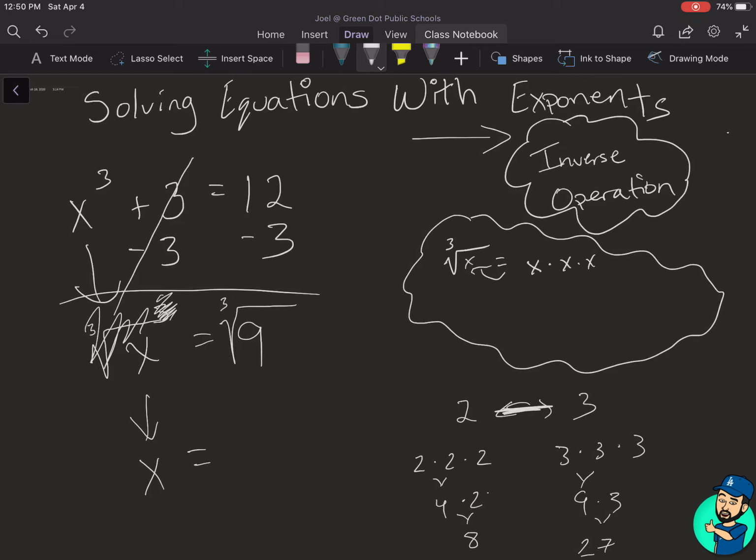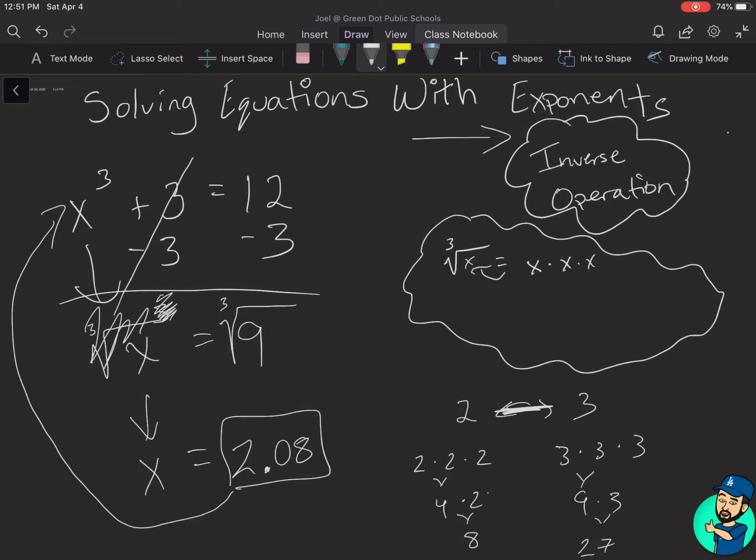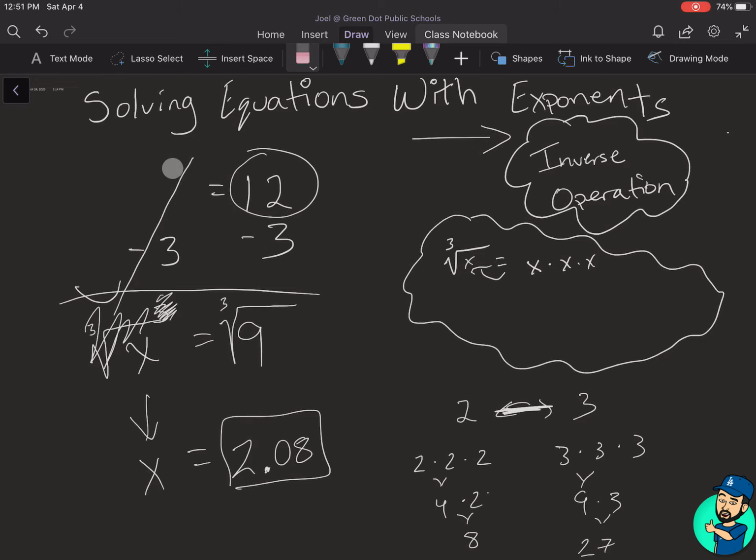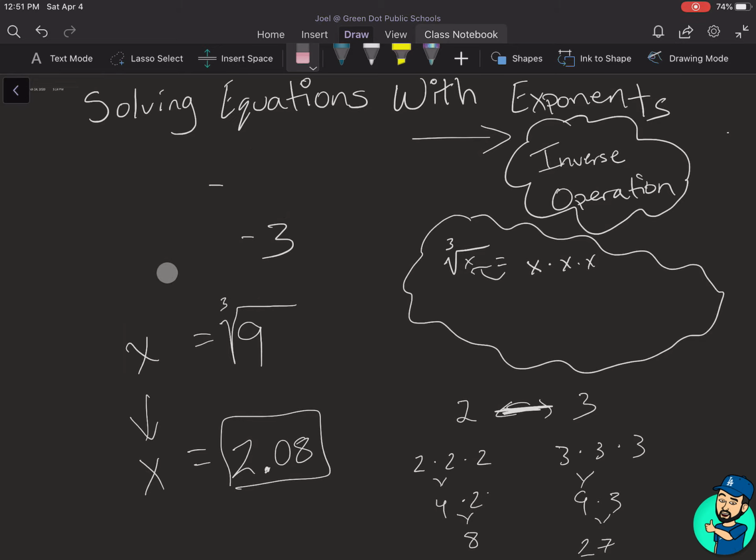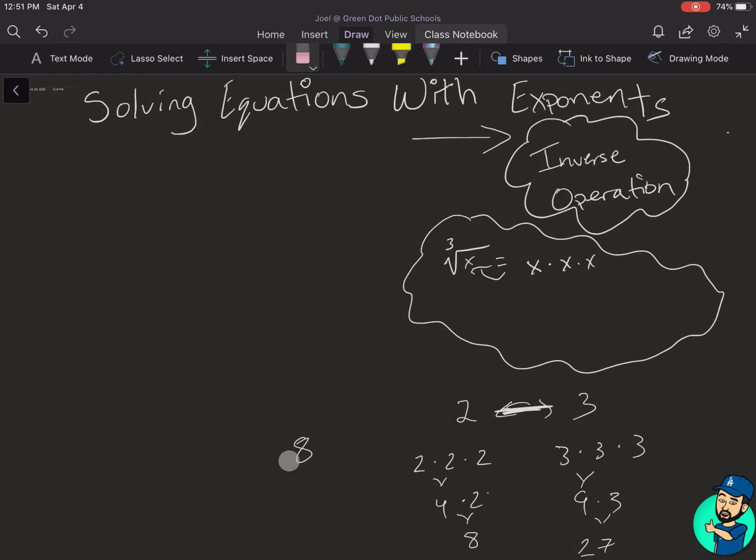Now the answer, if we round it, will be 2.08. That's if you round it. Now, that will be your answer. So it's going to be a little bit difficult to check your work on this problem, because if you plug 2.08 back into the original problem, you're going to be very, very close to 12. You're going to get like 11.9 something. How about we try something where we can actually get a whole number? That way I can show you guys what I mean. Let's see.